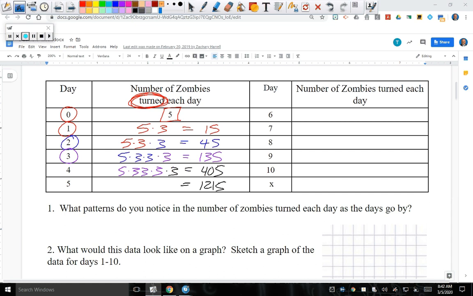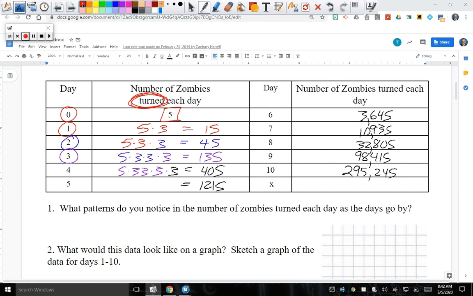1215, 3645, 10935, 32805, times 3 more would have given us 98415, and then times 3 would have given us 295245.